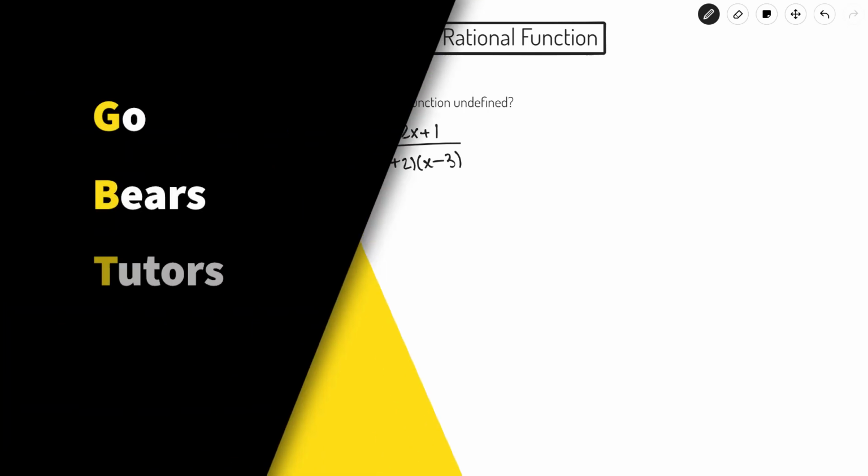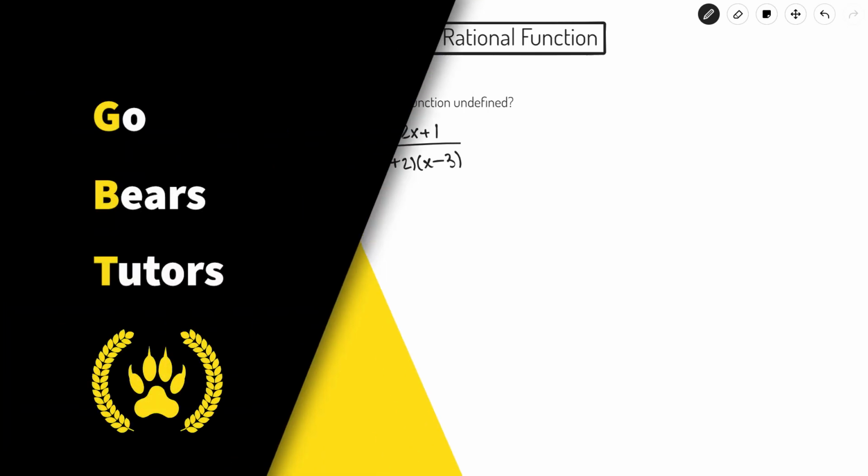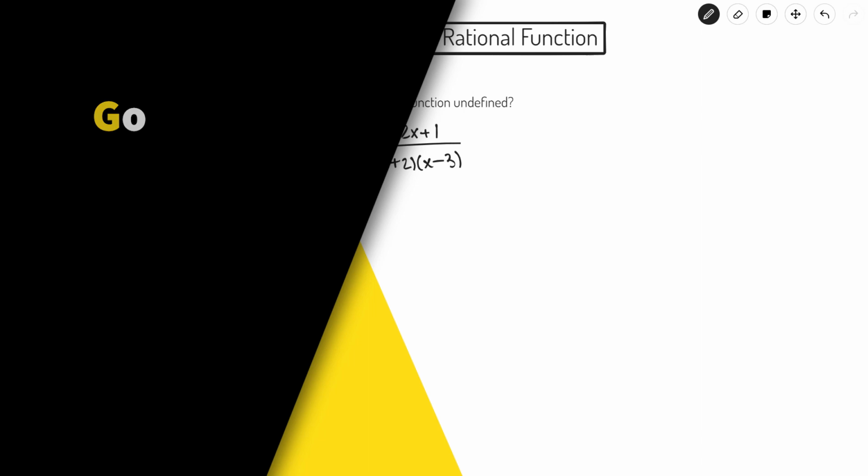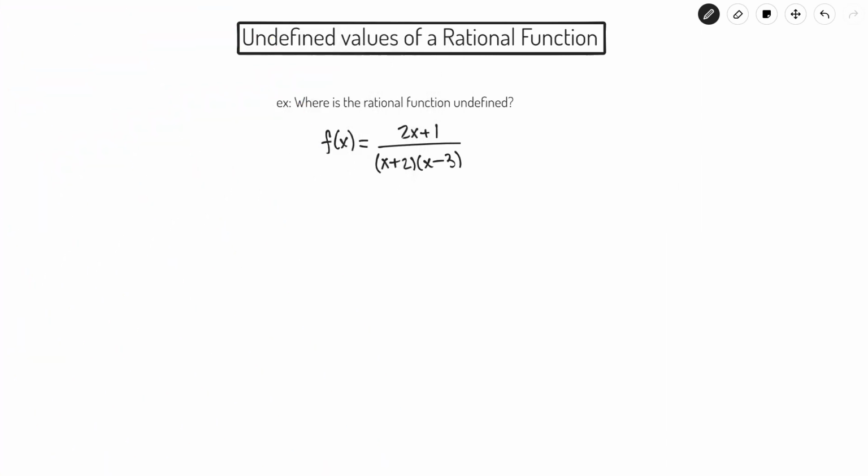Hello everybody, in this video we will be identifying the x values that make a rational function undefined. We have this rational function here, the function f of x, that's equal to 2x plus 1 in the numerator over x plus 2 times the group x minus 3 in the denominator. And I want to know what values make this function undefined.